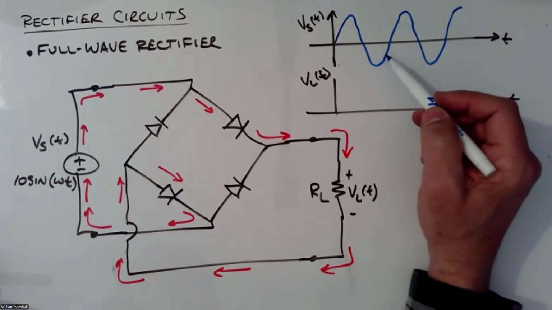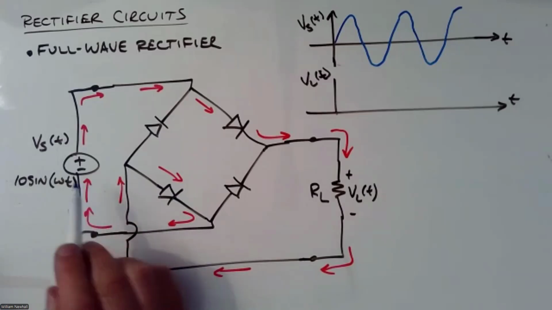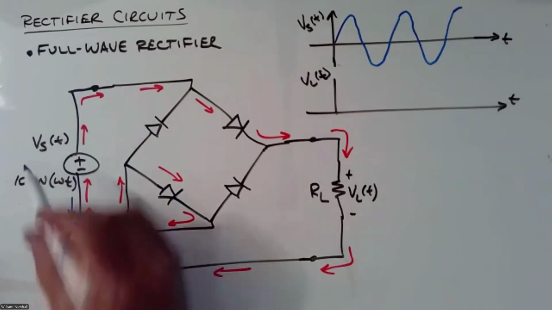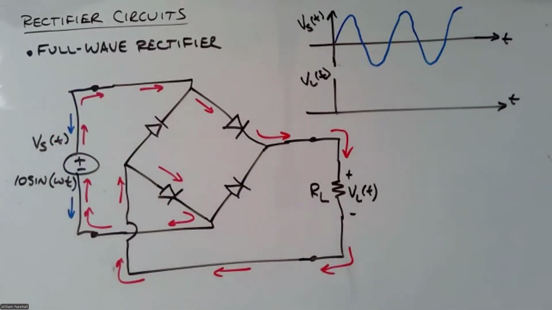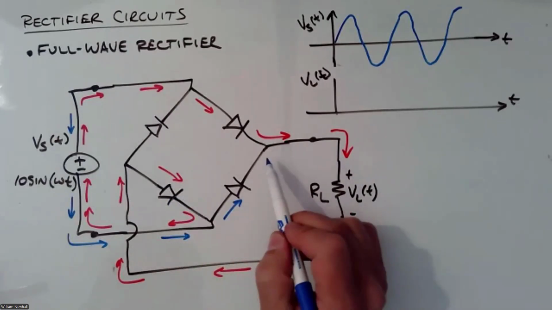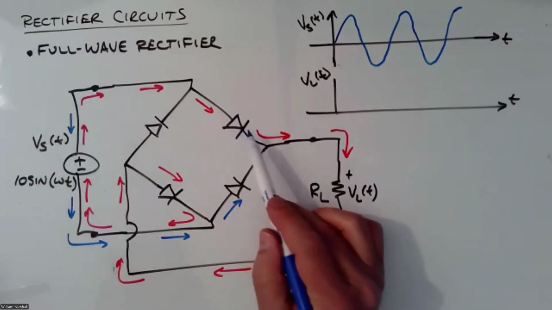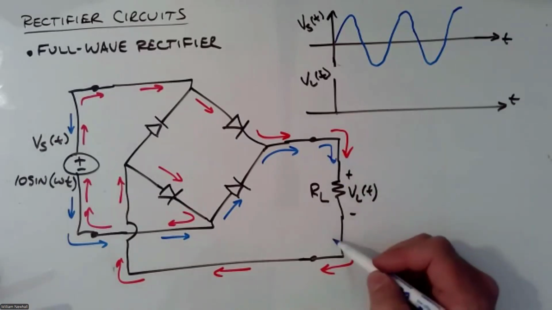For the negative half cycle, when the voltage goes negative, current is trying to flow out of the negative reference polarity of the source, the voltage is negative, and into the positive reference polarity of the source. Okay, so let's trace this out. Current's trying to flow this way, gets to this junction. It can't flow in the reverse direction through that diode, so it flows this way. It can't flow in the reverse direction through that diode. It can flow this way. It goes down through the source.